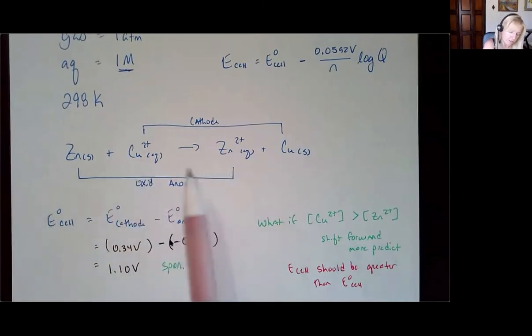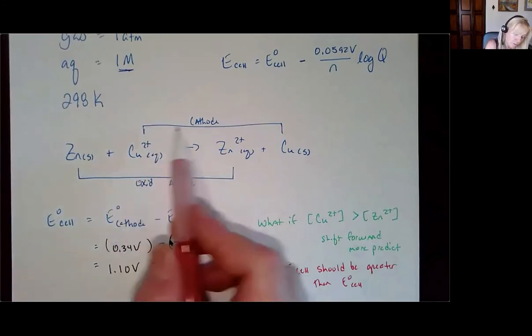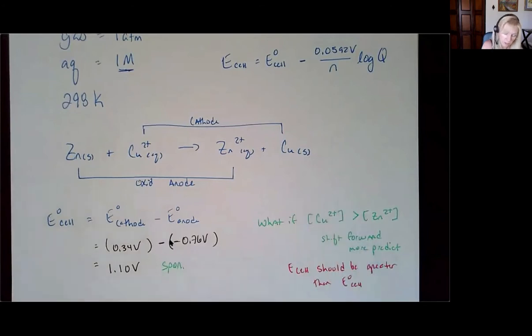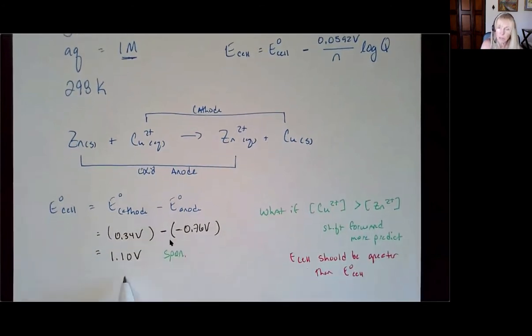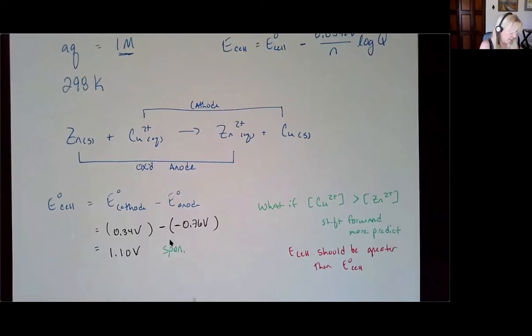But if I have a difference in concentrations here between these two, now that's going to add an added shift, and it's going to push this reaction forward even more, so my cell potential might be greater than my standard cell potential. And I could calculate that using that Nernst equation. So what I would expect is my E cell would be greater than this.